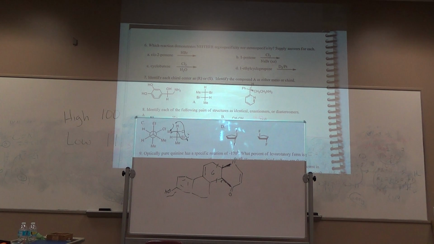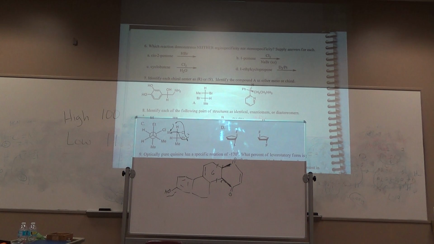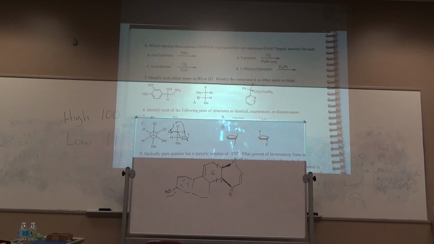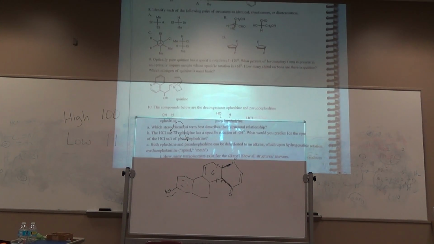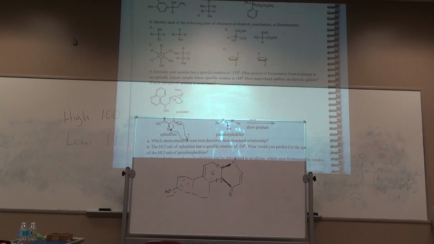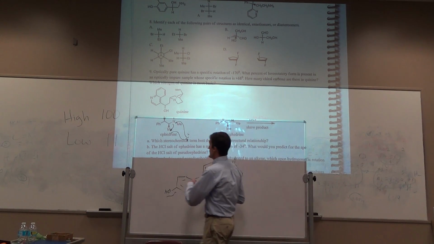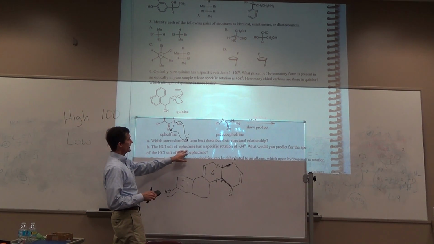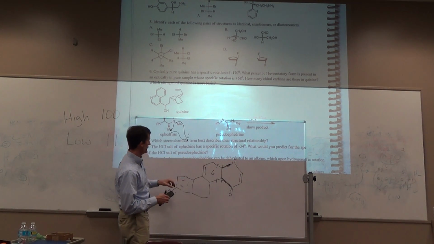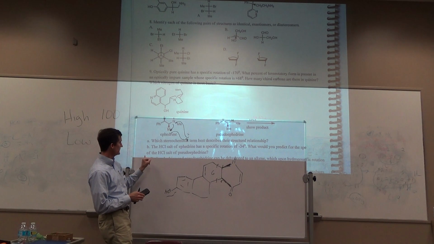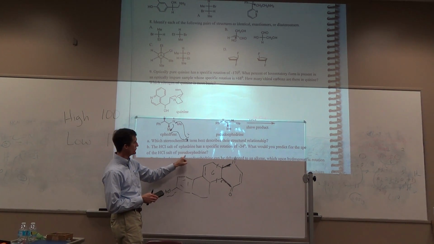Next question, I love it if it came from one of the back two rows. Is it 10B? Is that correct? Let's see if this will show up at all. The HCl salt of ephedrine has a specific rotation of -34. What would you predict for the specific rotation of the HCl salt of pseudoephedrine?